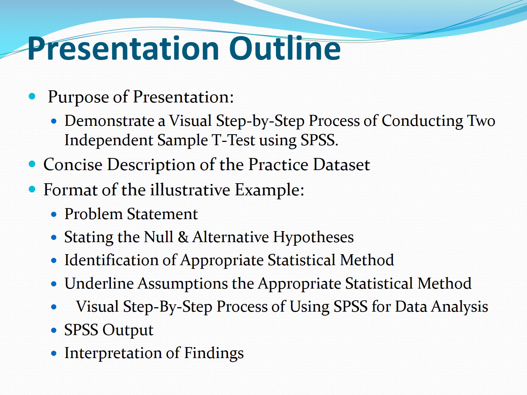This slide that covers the presentation outline serves as a roadmap for the presentation and is as follows. First, the purpose of this presentation is to demonstrate how one can use SPSS to perform a two-sample independent t-test by means of a visual step-by-step process. Second, the data set used is an abridged version of the Framingham Heart Study teaching dataset. The dataset henceforth is referred to as the practice dataset.